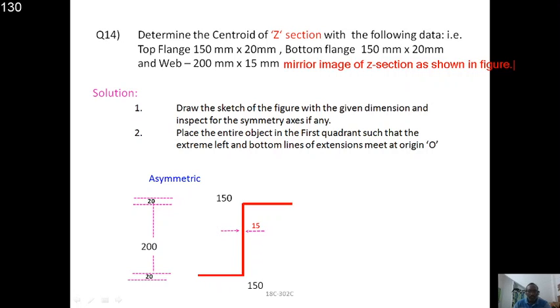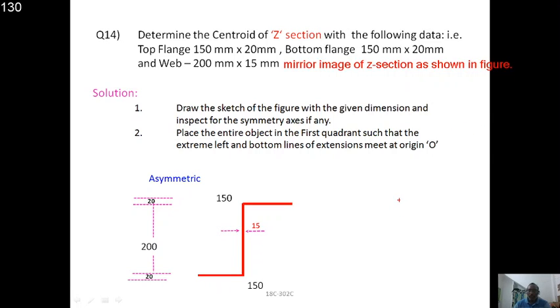So according to this given dimension and orientation, the similar procedure is adopted to solve for the centroid positions. So look, is there any symmetric axis available? No, there is no symmetrical axis available. Hence it is asymmetric about both the axes. So it is asymmetric. The procedure is simple.